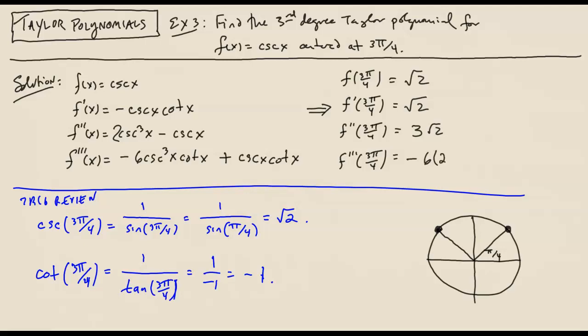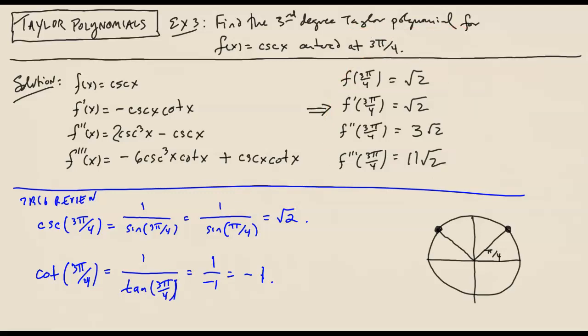Well, that's 2 root 2 times the cotangent, which is minus 1, plus the cosecant, which is root 2, times the cotangent, which is minus 1. And when we sort this mess out, let's see, we get 12 root 2 minus 1 root 2, so that is going to be 11 times the square root of 2. Hooray! And now we have all of our values, and we can just drop things into the formula for the Taylor polynomial, and we will have the Taylor polynomial we need.